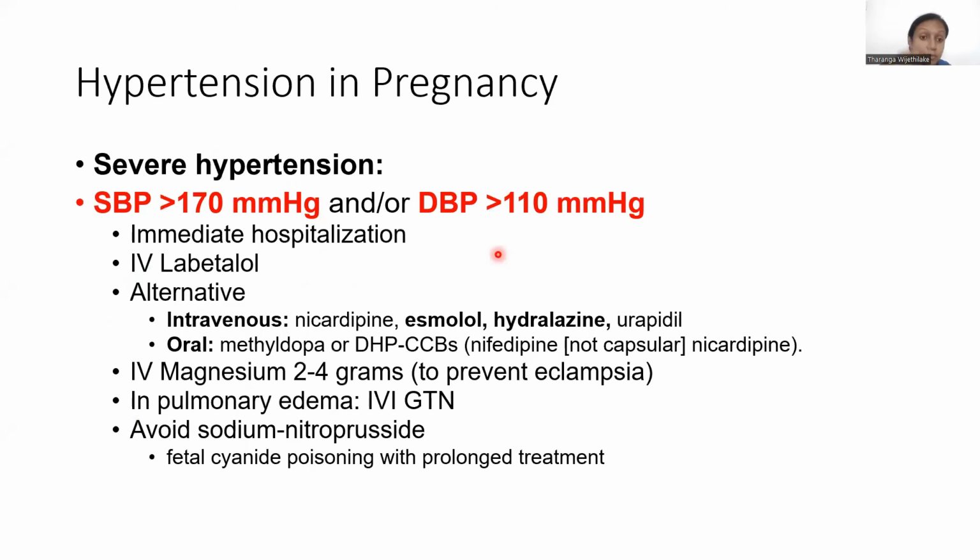That is for mild hypertension. Now, when you have severe hypertension, if the systolic blood pressure is above 170 and the diastolic is above 110, these ladies need to be admitted to the hospital. We treat them with IV labetalol. If you do not have IV labetalol, let's say they came to a peripheral hospital, blood pressure is high, they're complaining of tummy pain, they have a bit of hyperreflexia, and you don't have IV labetalol.